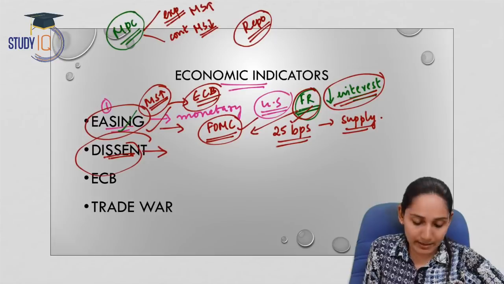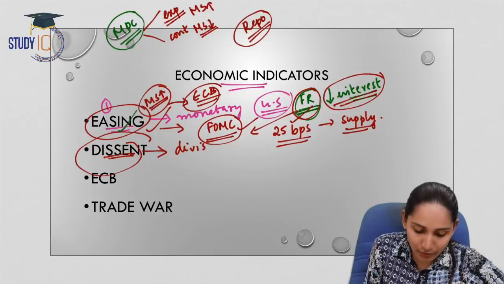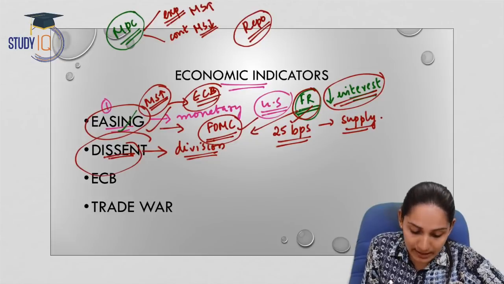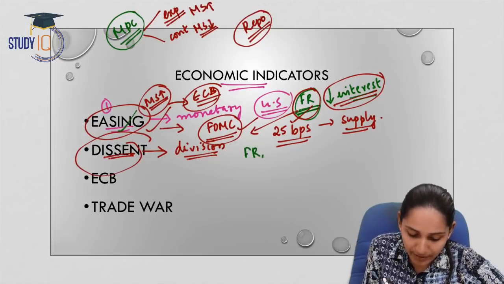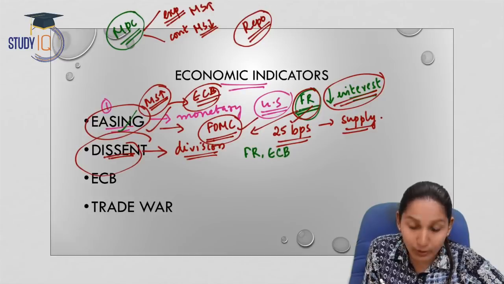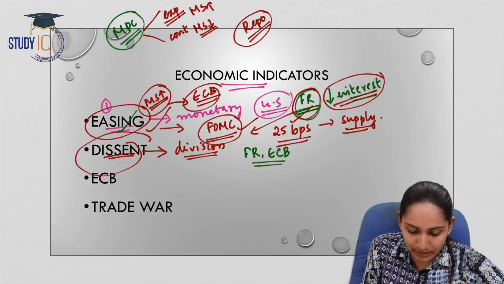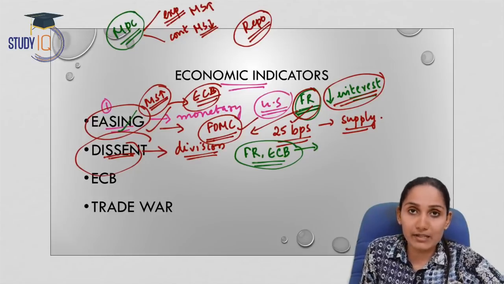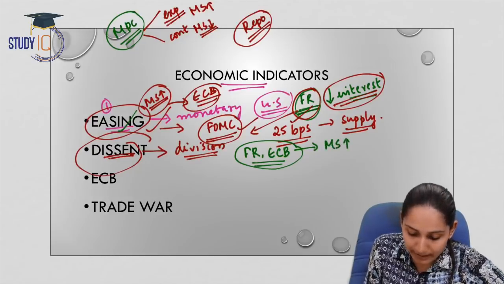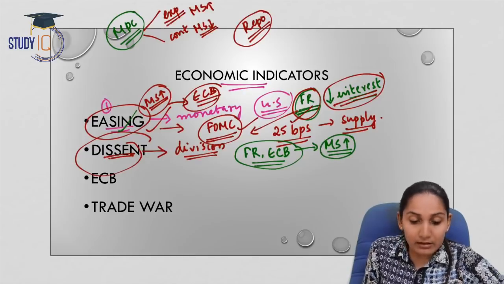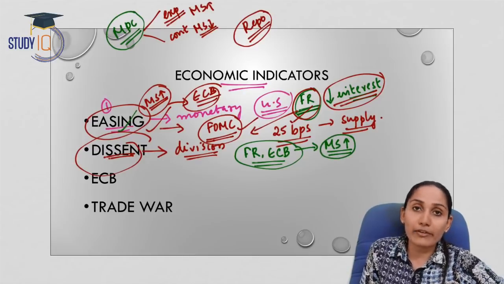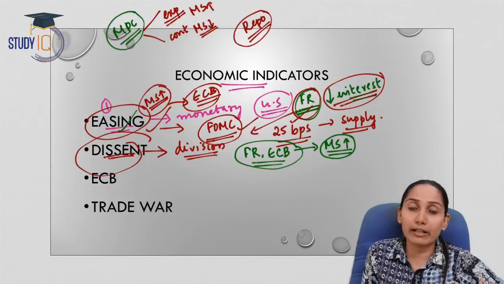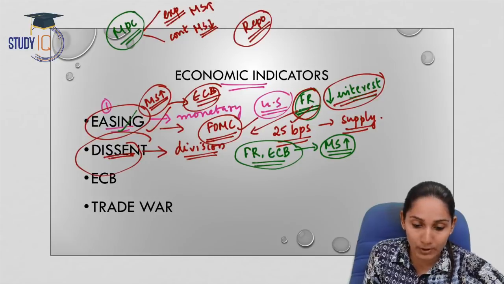Now, by dissent, what does it mean? There is a division among the officers, or a difference of opinion within the central banks. That is, we have seen the example of the Federal Reserve as well as the European Central Bank, or the ECB. Even when both these central banks decided to bring down the interest rates and further increase the money supply in the economy, there was a difference of opinion within the officers of the central bank. It means that not all the officers are in favor of adopting an expansionary monetary policy.